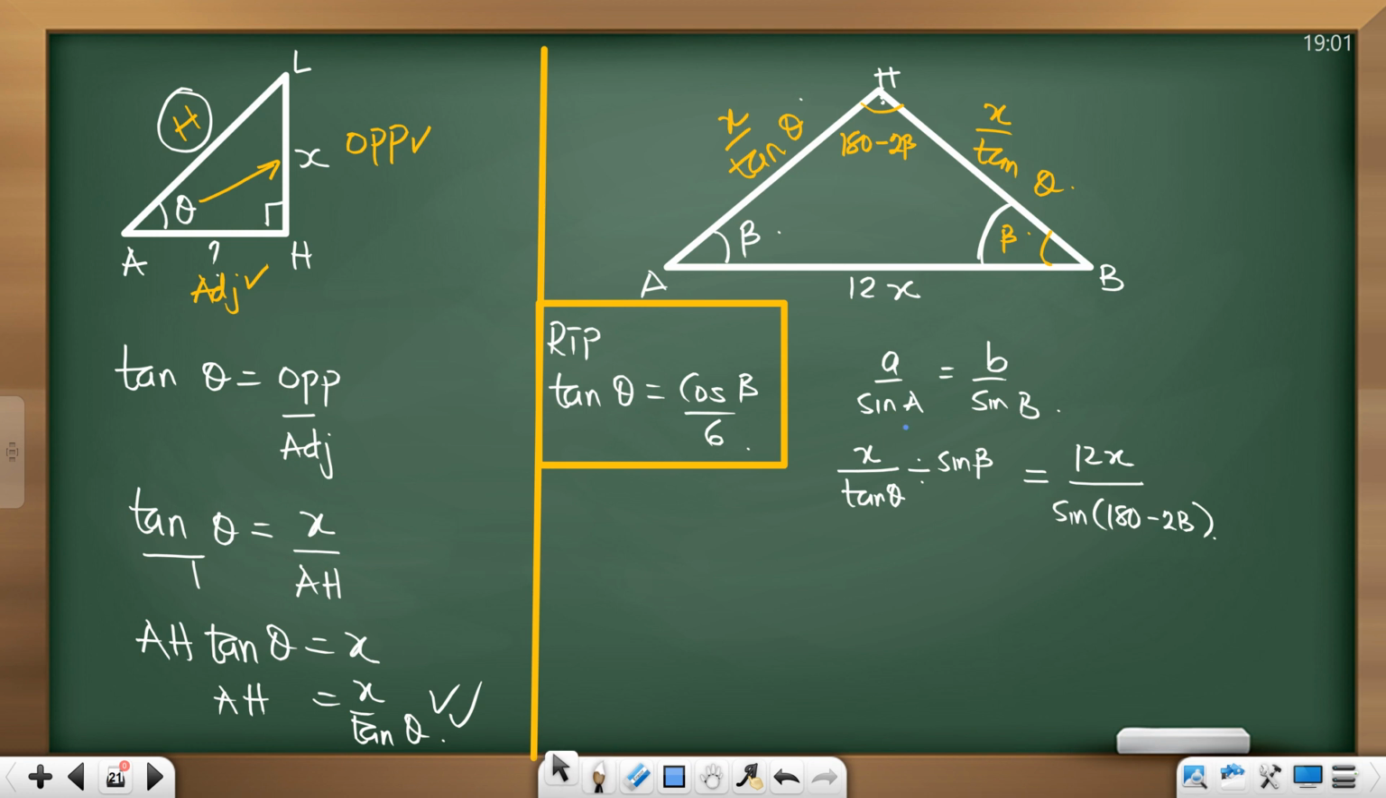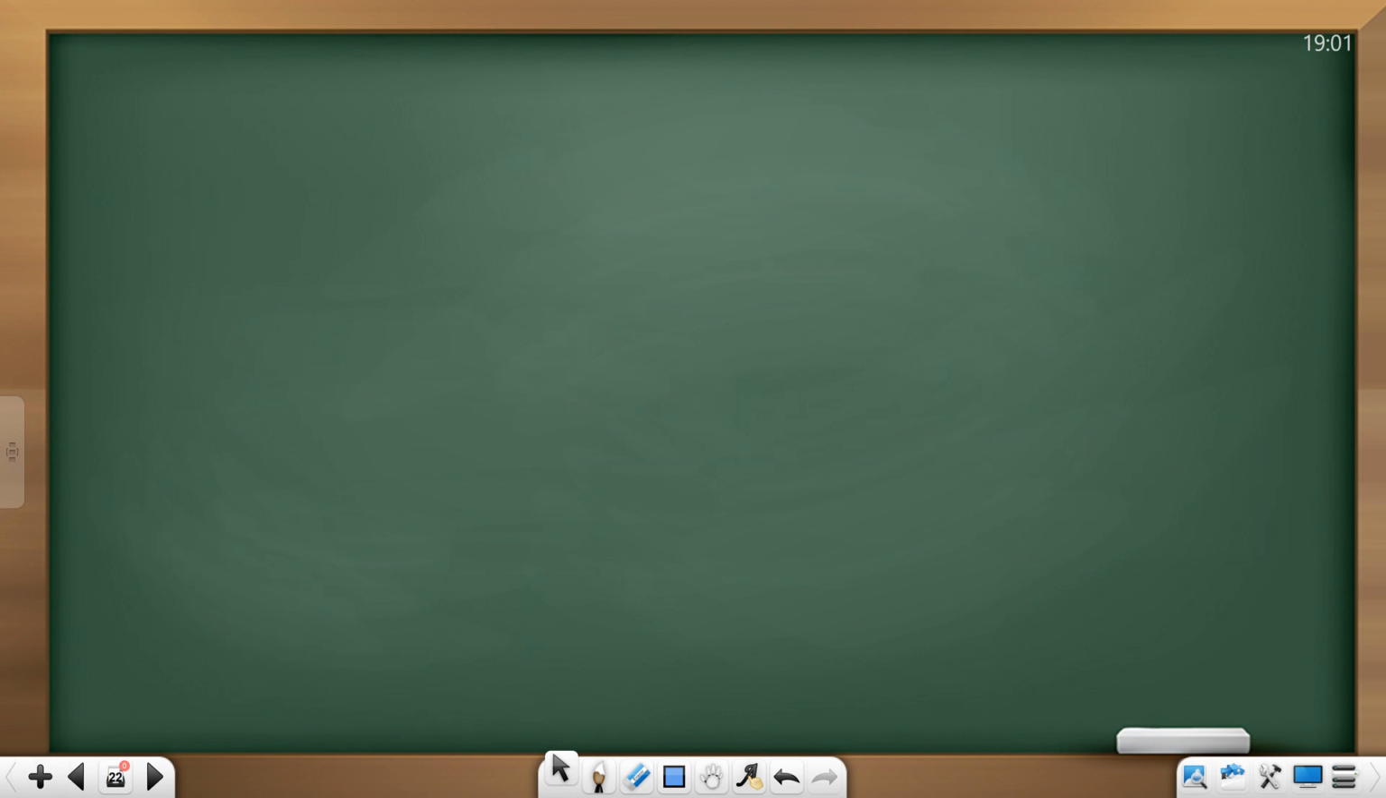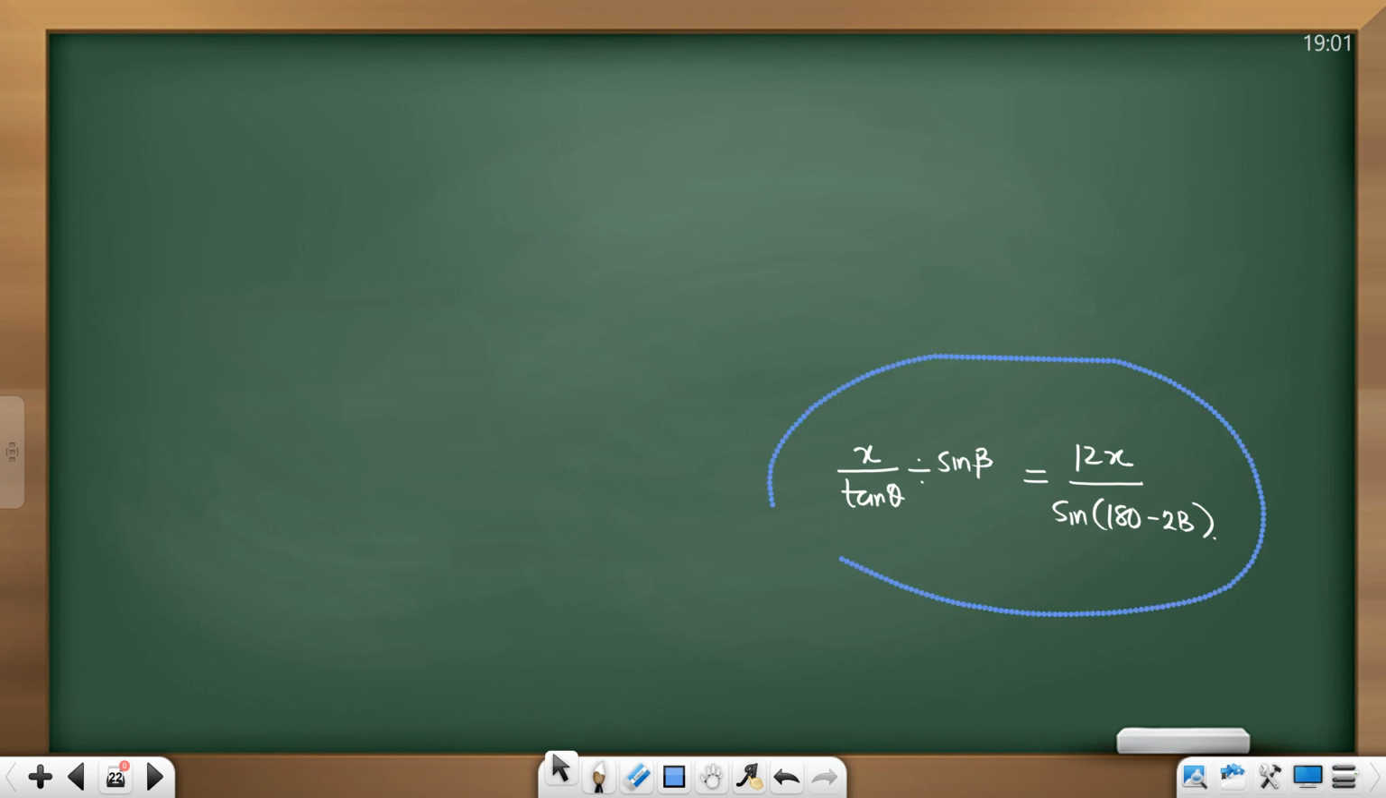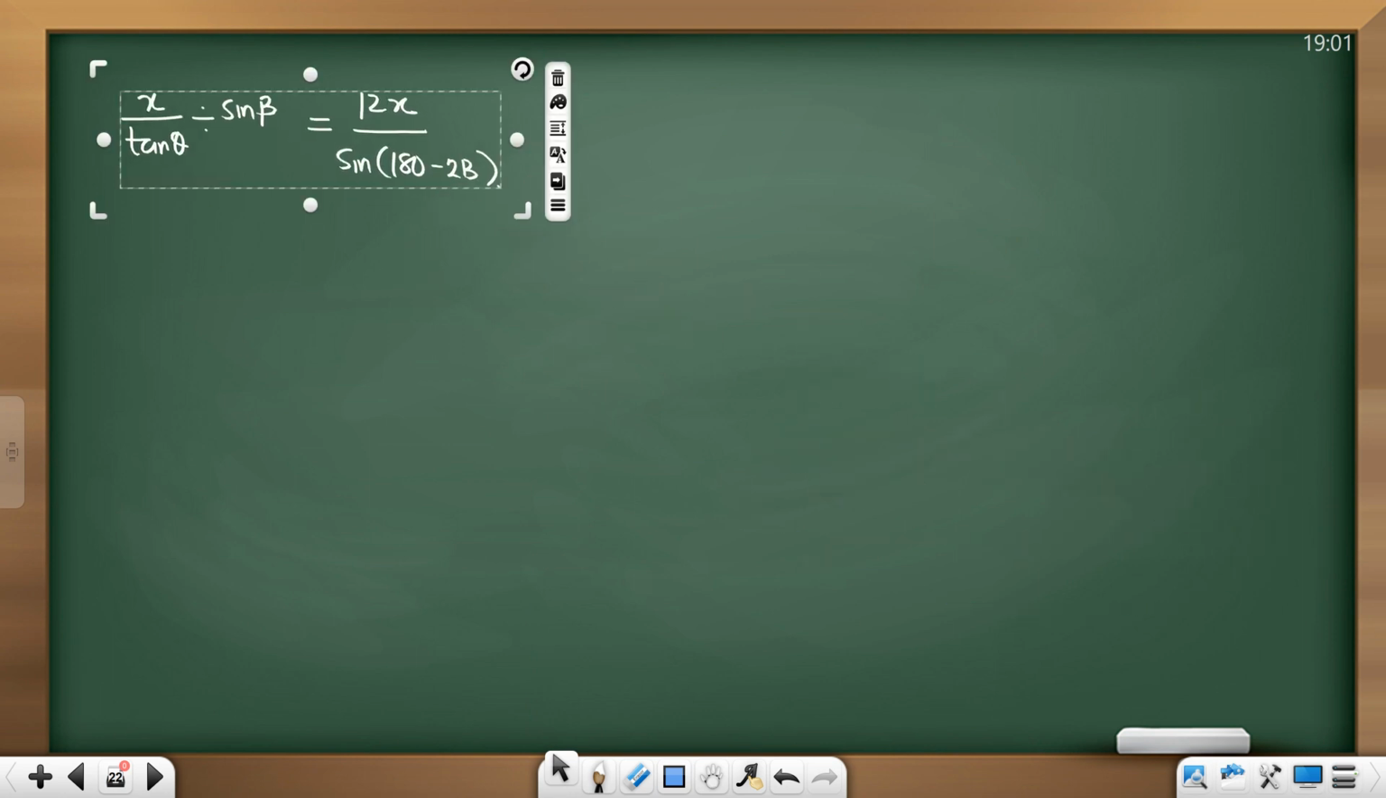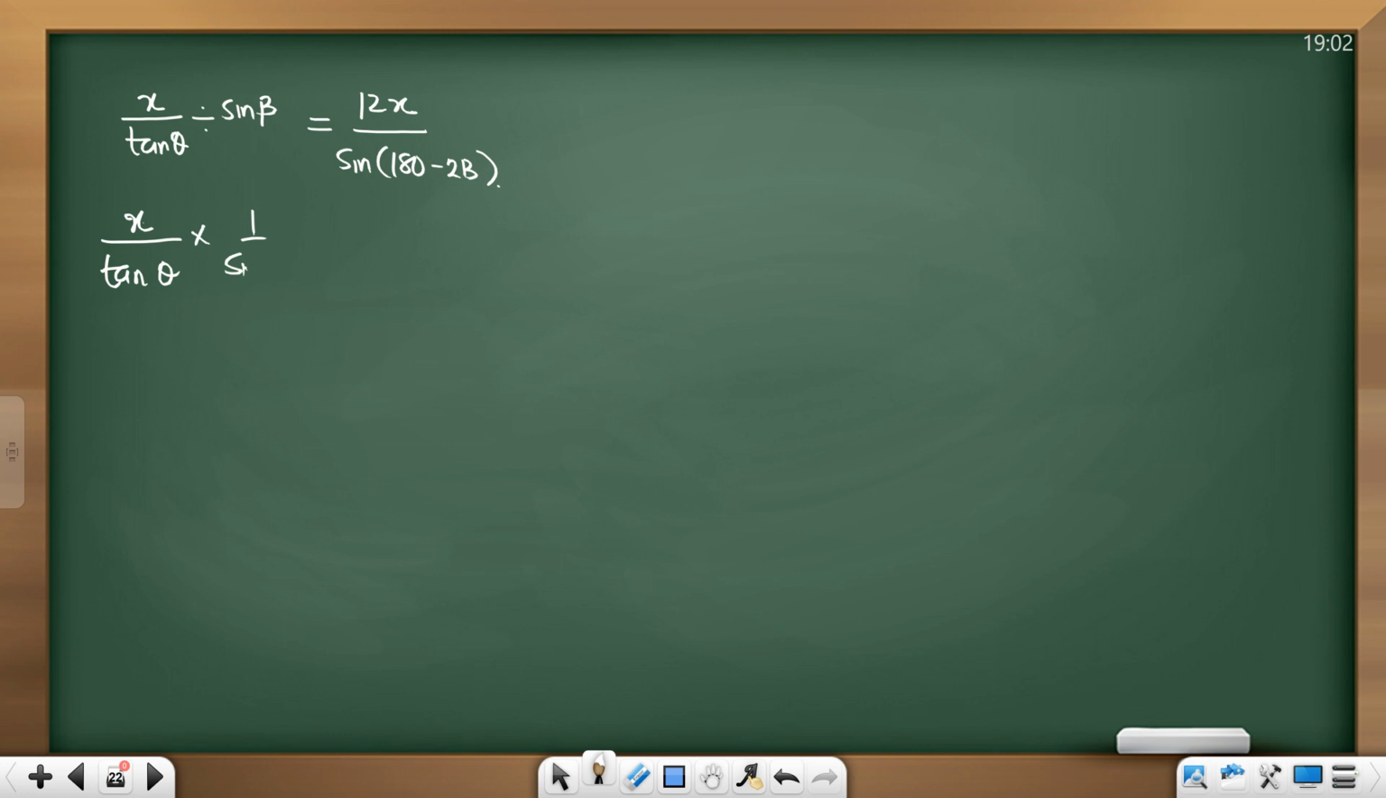Algebra of trigonometry. Let's do this together quickly. Let's go and prove together. I hope me writing the division sign makes sense to you. It helps a lot. What are we going to get now? X over what? Tan theta times 1 over what? Sine B equals to what? 12x over sine 180 minus 2b. What is sine 180 minus 2b? I think we can reduce that. That's in the second quadrant. Sine 180 minus theta. And sine is what? Positive. So what would that give me? Sine 2b.